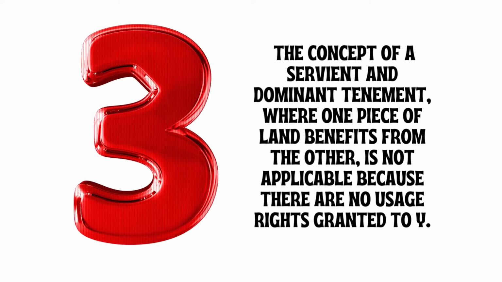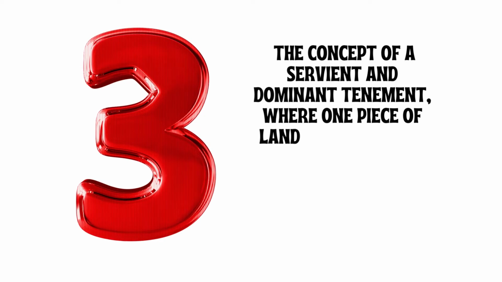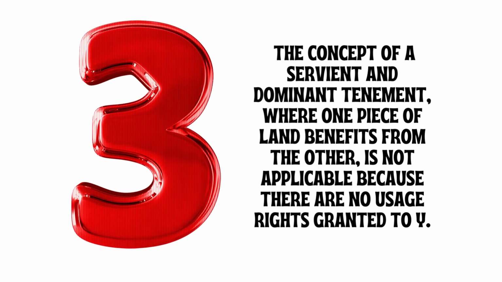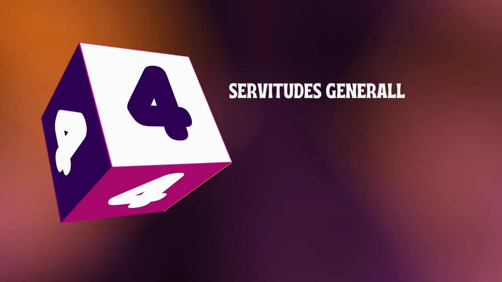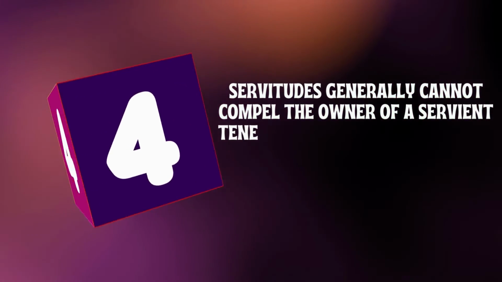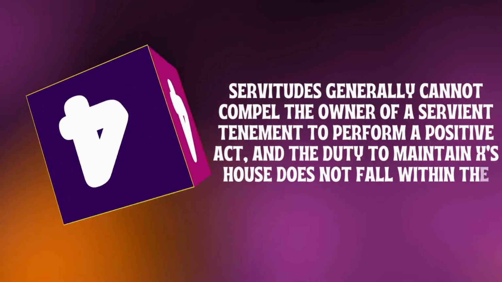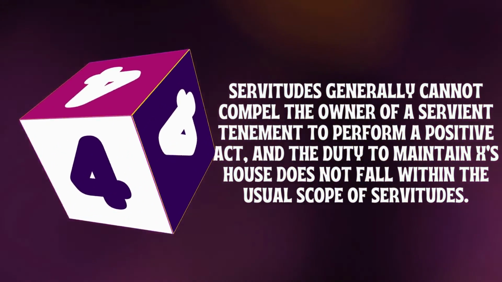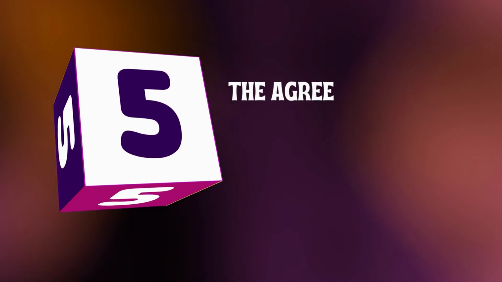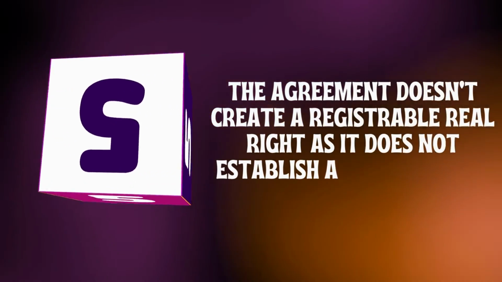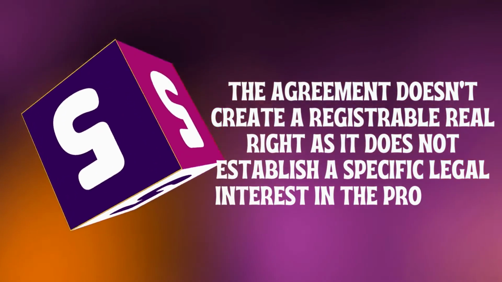C. The concept of a servient and dominant tenement, where one piece of land benefits from the other, is not applicable because there are no usage rights granted to Y. D. Servitudes generally cannot compel the owner of a servient tenement to perform a positive act, and the duty to maintain X's house does not fall within the usual scope of servitudes.